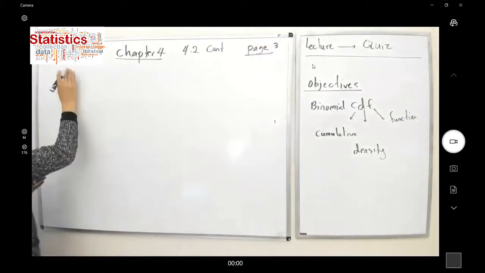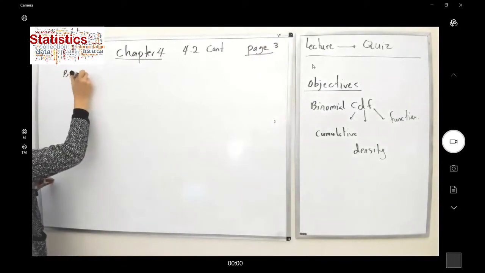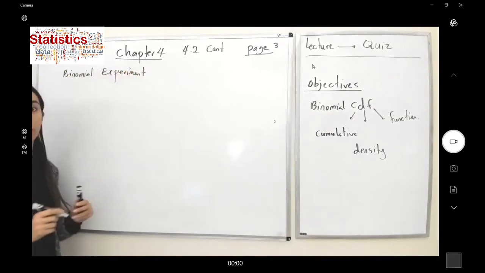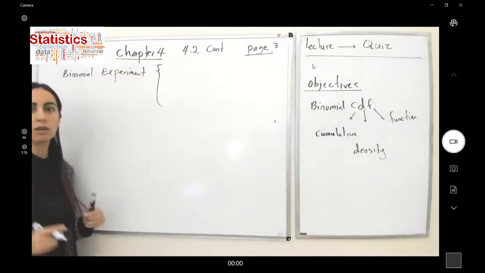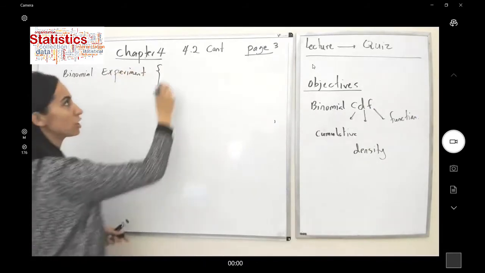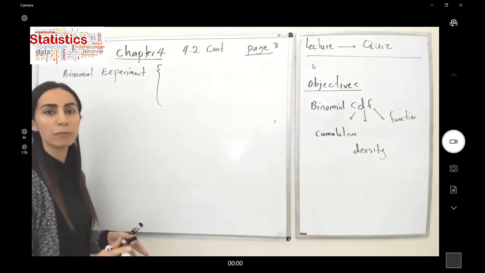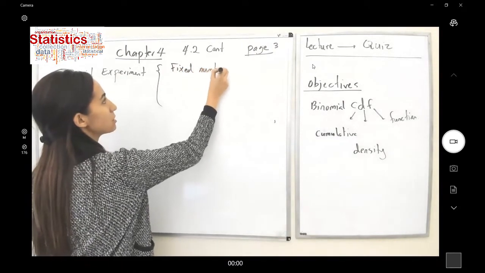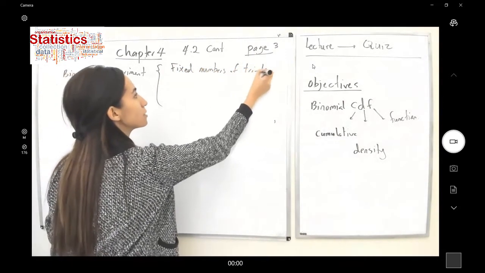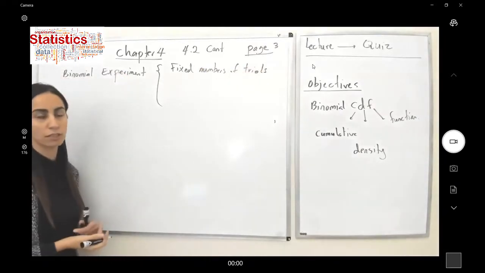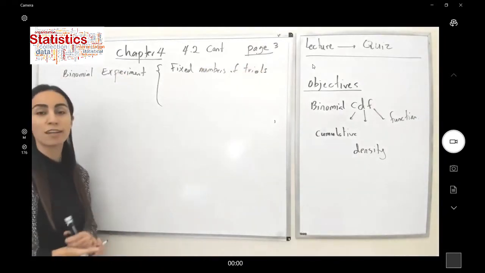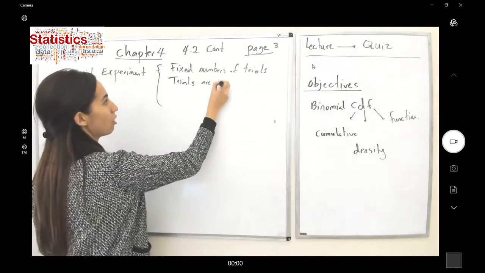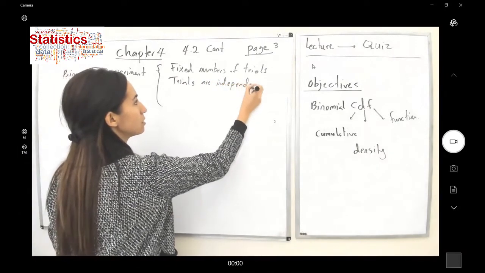We learned about a binomial experiment. A binomial experiment must follow some conditions. The first condition is you have a fixed number of trials. This is fixed, definitely. Trials are independent from each other.